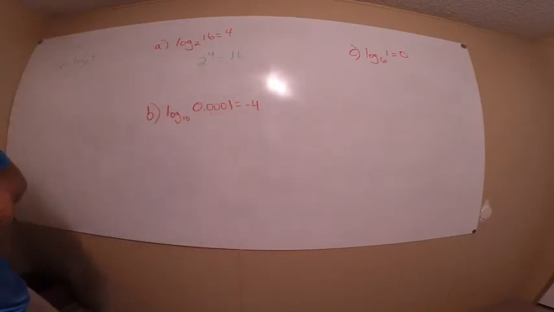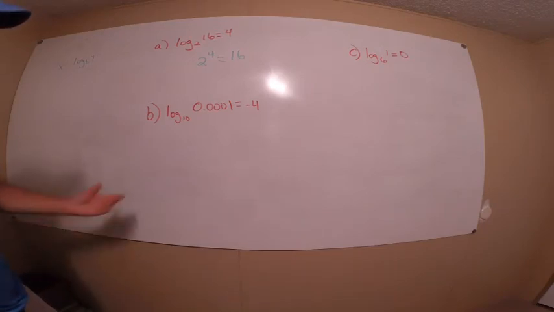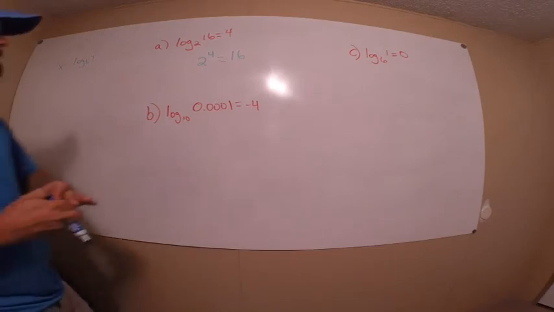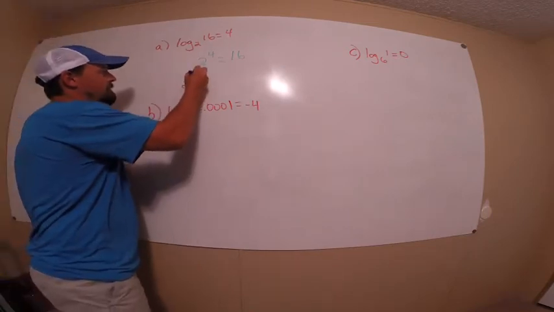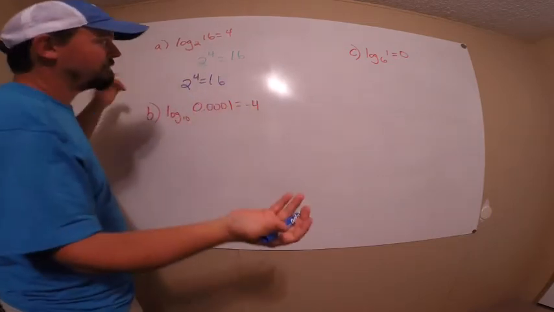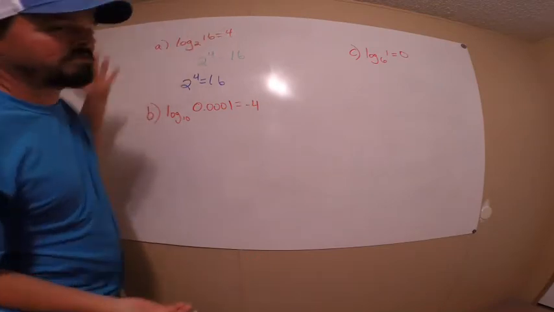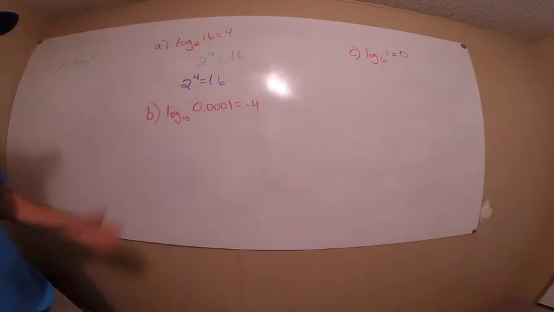What I like to do, because I think it's a little simpler than that, is just learn the process. 2 raised to the 4 equals 16. That easy. 2 raised to the 4 equals 16. That's how I keep it straight in my mind.